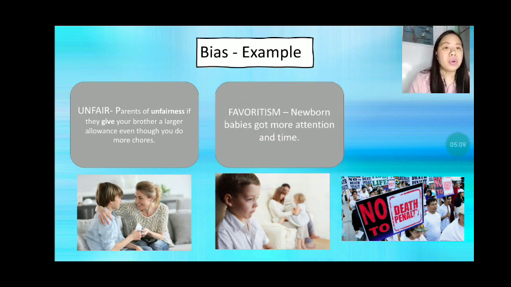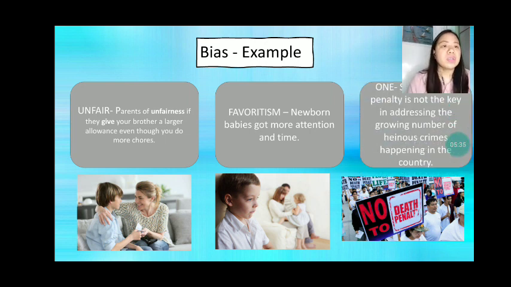So, you also feel there is bias if there is favoritism. May paborito. So, for example, in the family, example lang naman, but not all, newborn babies get more attention and time. Right? So, nagiging favorite sila. So, in that case, hindi na napapantay yung attention for you and for the newborn, then there is a bias that is happening. Mas may nagugustuhan kaysa sa isa.